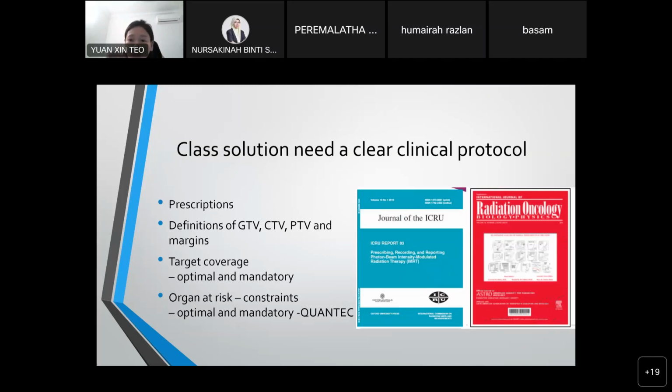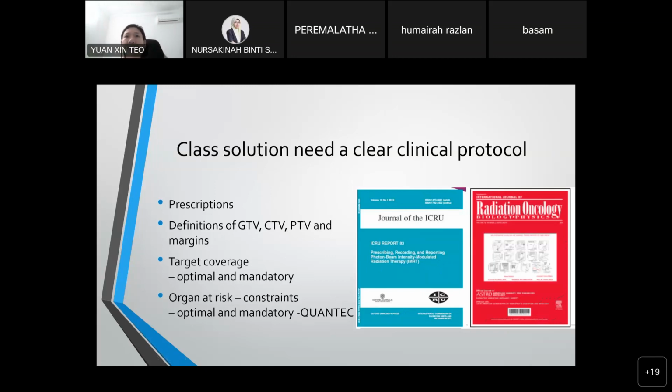So globally there is normally this journal of the ICRU. As I mentioned last time, ICRU 50 is for the 3D planning technique, and ICRU Report 83 is for IMRT, even for RapidArc. In this journal, they spell out all the definitions of the GTV, CTV, PTV, and the margins. And then the target coverage means how much is much, how little is little.